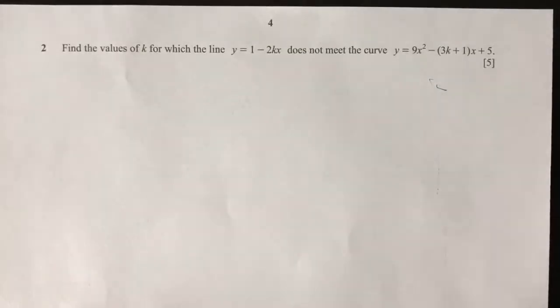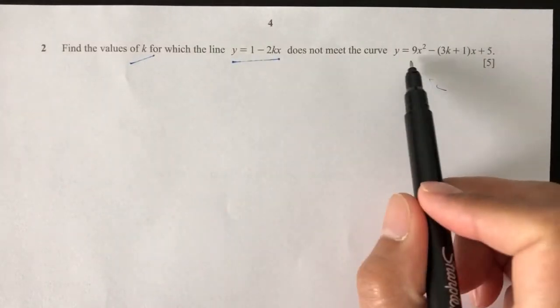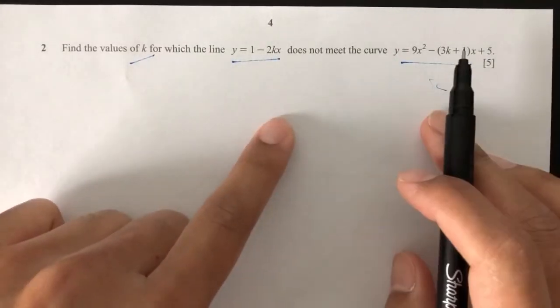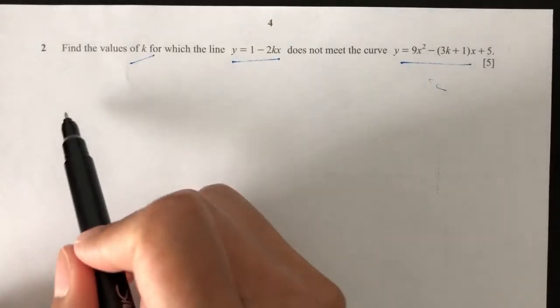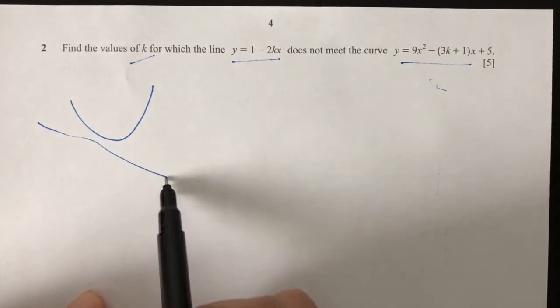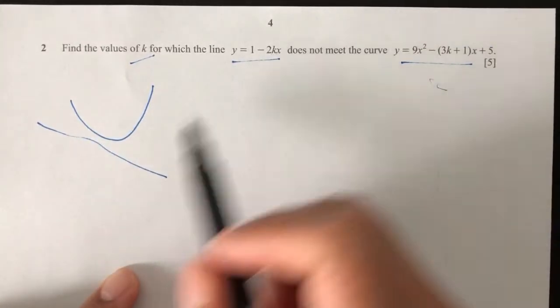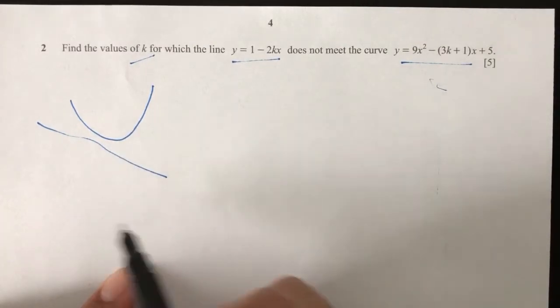Question number 2, find the values of k for which this line does not meet the curve. So let's have an image. So let's say this is the curve and this is the line. This is a straight line actually. So we have to find the values of k for which this line does not meet with the curve.